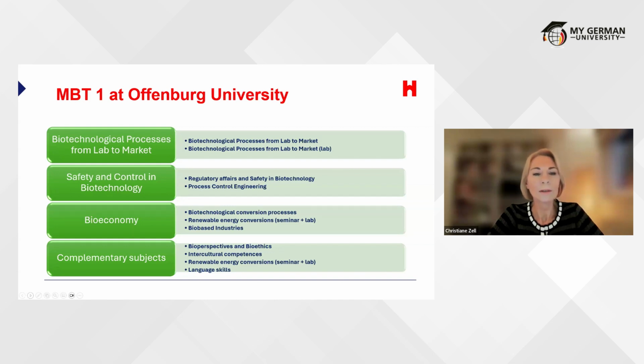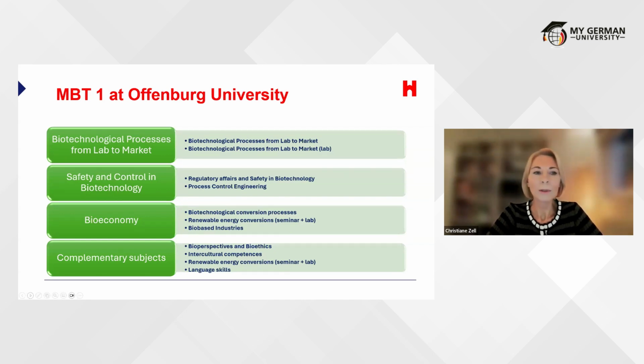In Offenburg, the semester comprises 4 modules in total. The first module, called Biotechnological Processes from Lab to Market, is supposed to be a kind of key module. It's a key of biotechnology, of course, and you will learn about biotechnological processes from the first idea up to the processes itself, theoretically as well as practically, and finally how to bring the products to the market.